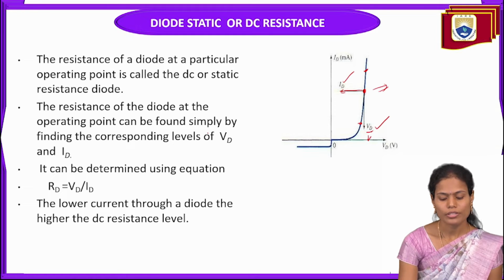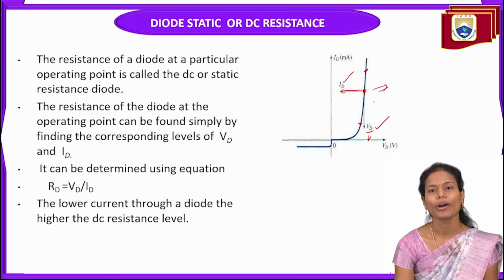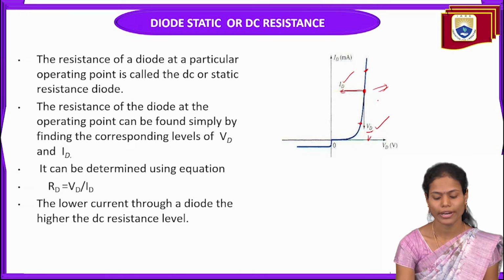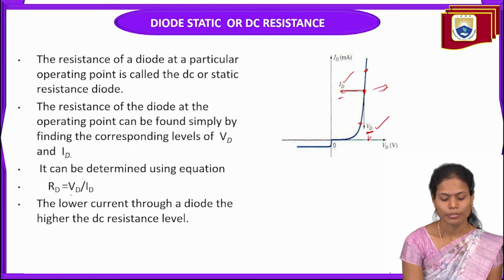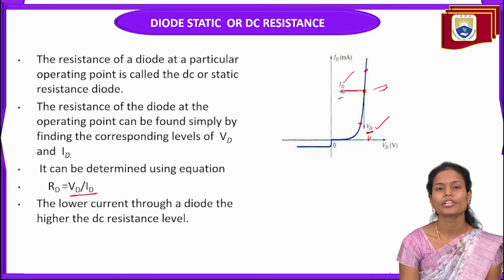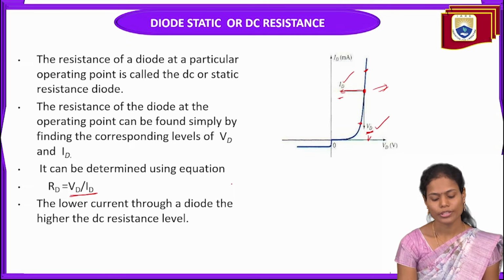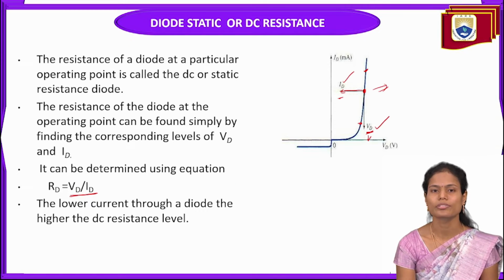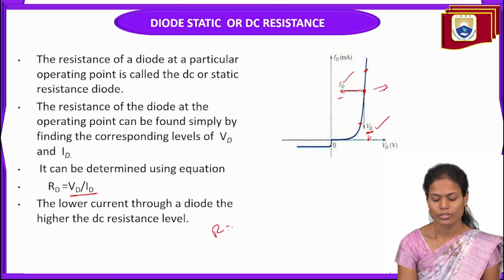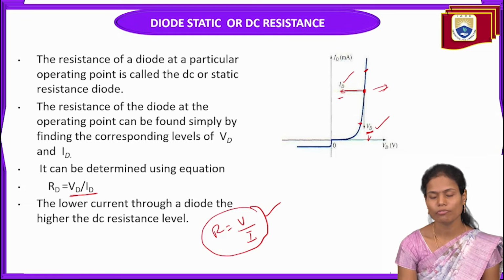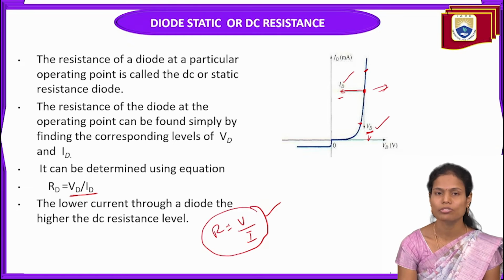The resistance of the diode at the operating point can be found simply by finding the corresponding levels of VD and ID here. It can be determined by using the ratio of the diode voltage to the diode current. The lower the current through the diode, the higher the DC resistance value, because the resistance is inversely proportional to the current. So if the current flow is very high, the static resistance value is very low.